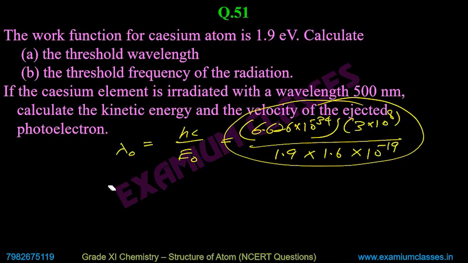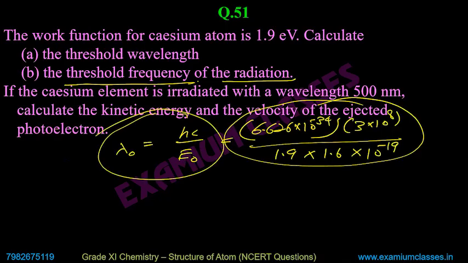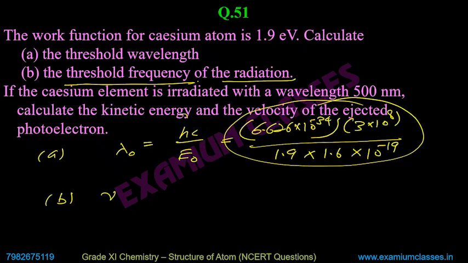The threshold frequency of the radiation. Now B is asking for the threshold frequency. So why calculate it separately first? First calculate the threshold wavelength, which is asked in A. Then in B you have been asked to calculate nu naught. This is something you can calculate from lambda naught. This is how you should do it. Nu naught equals c by lambda naught. So you should use it now in part B. Lambda naught you know, c you know, 3 into 10 to the power 8, and you will get the value.